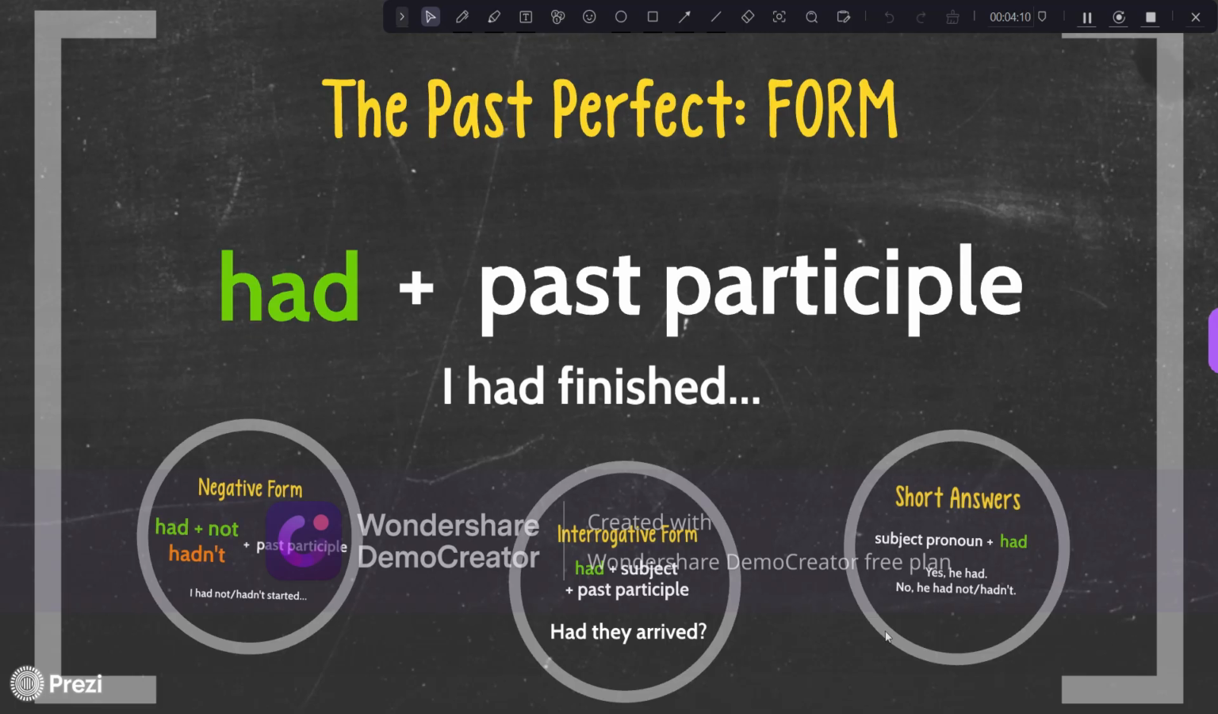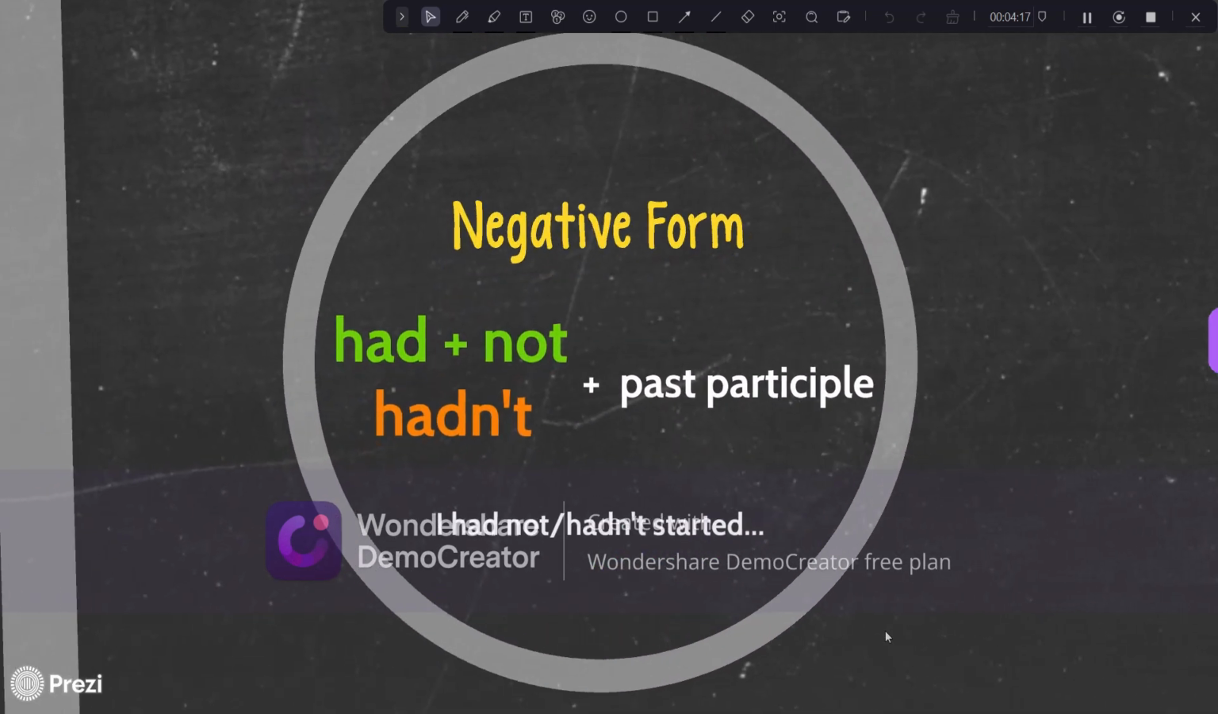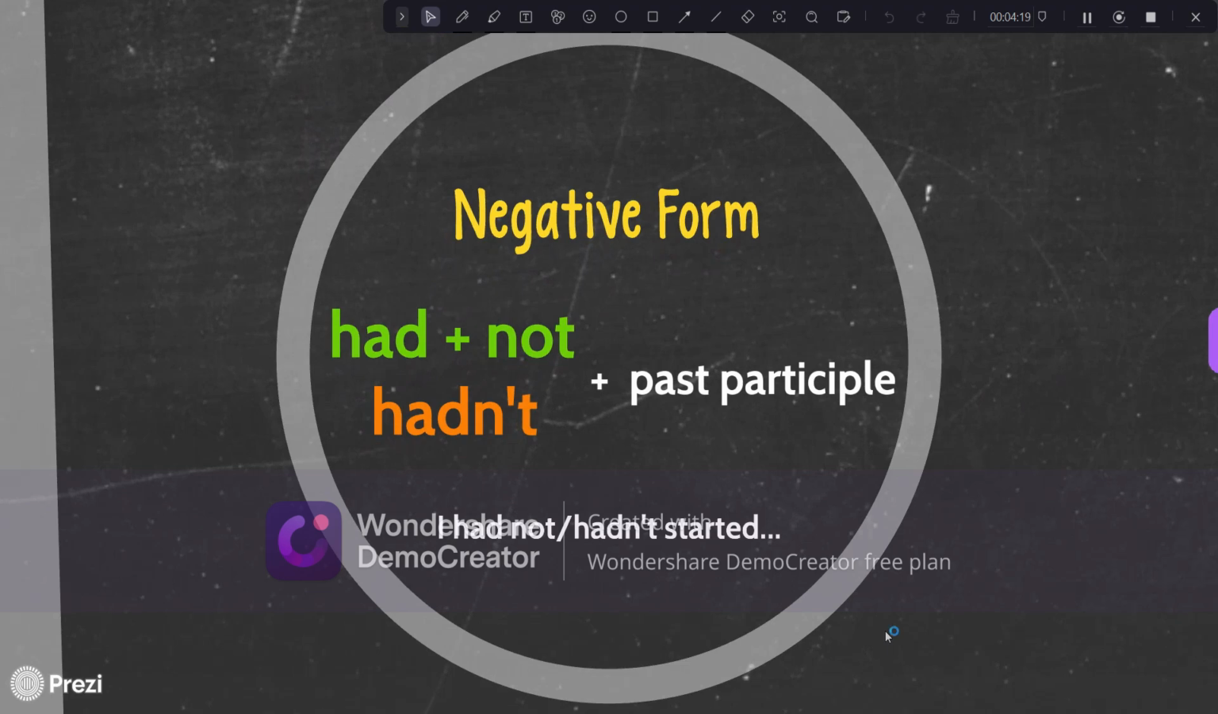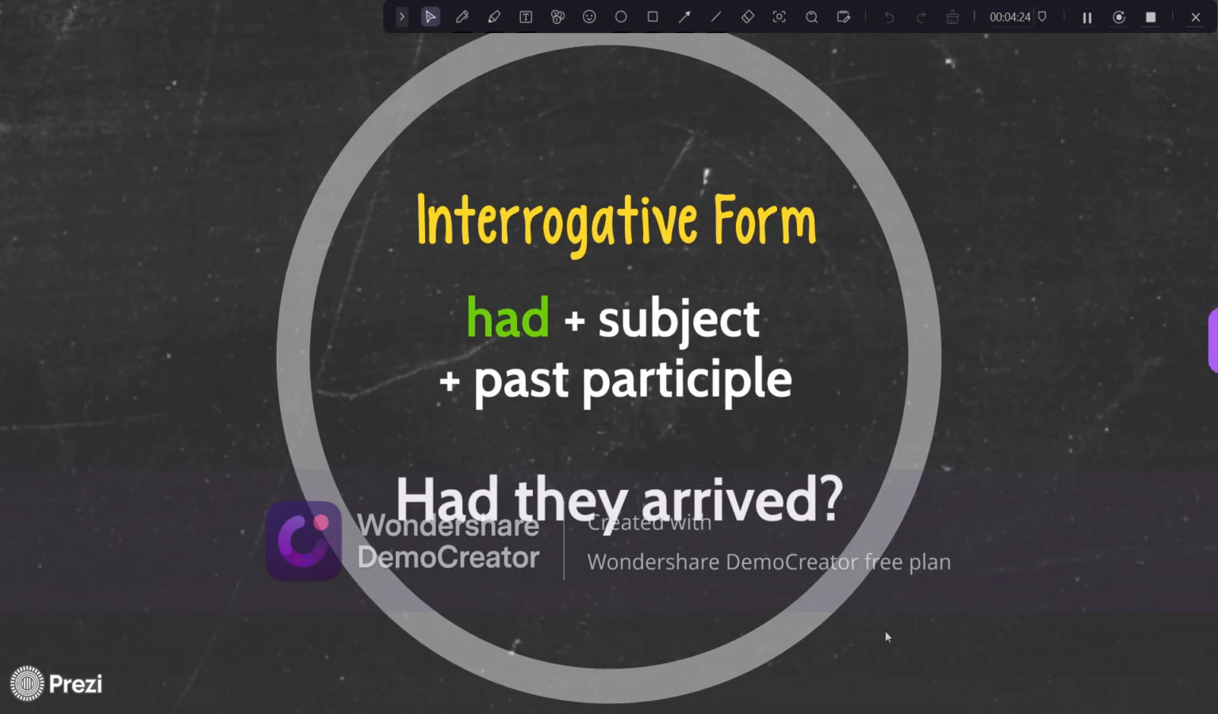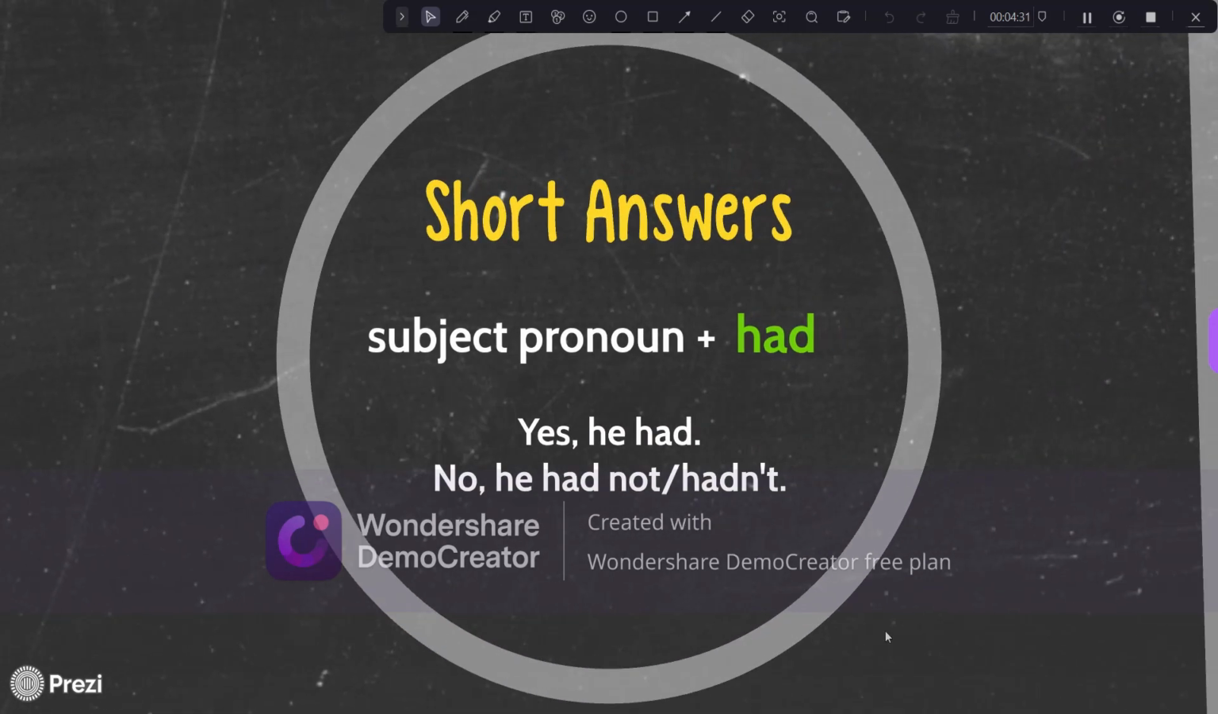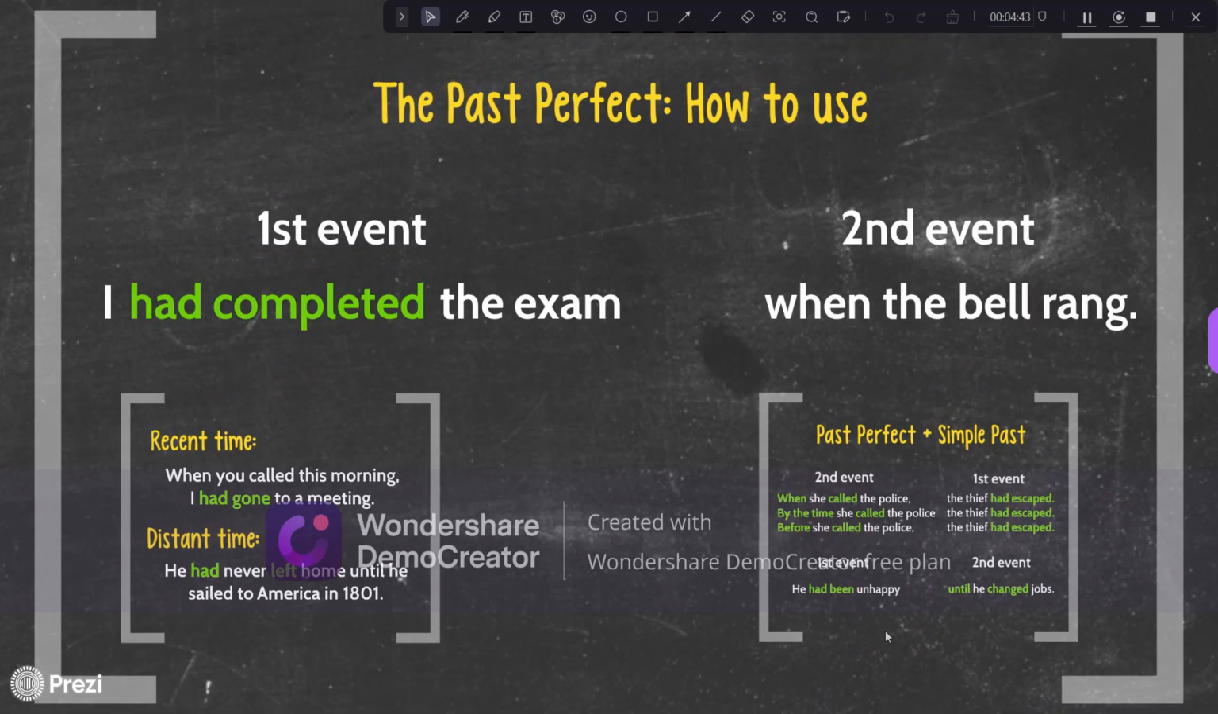How to form the past perfect? We form the past perfect by using the auxiliary had plus the past participle. I had finished. Negative form. Had not, hadn't, plus past participle. Interrogative form. Had plus subject plus past participle. Had they arrived? Short answers. Subject pronoun plus had. Yes, he had. No, he had not. Hadn't.